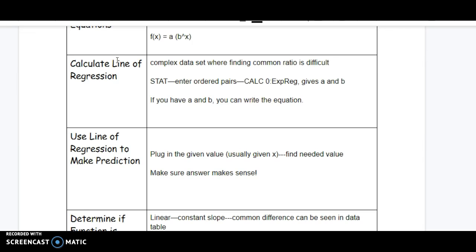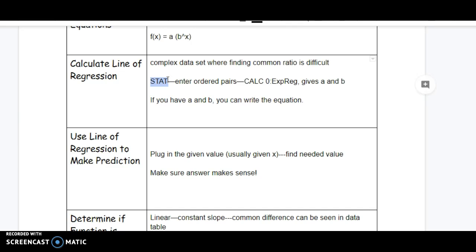Calculate line of regression. At this point, you would have a calculator. You would get a calculator, and you would be given a complex data set. And remember, you're going to go to stat. So if you forget this, I know it's very new, so I can help you remember how to enter things in the calculator if you forget on the test. So don't stress out about that. I can help you if you forget something there.